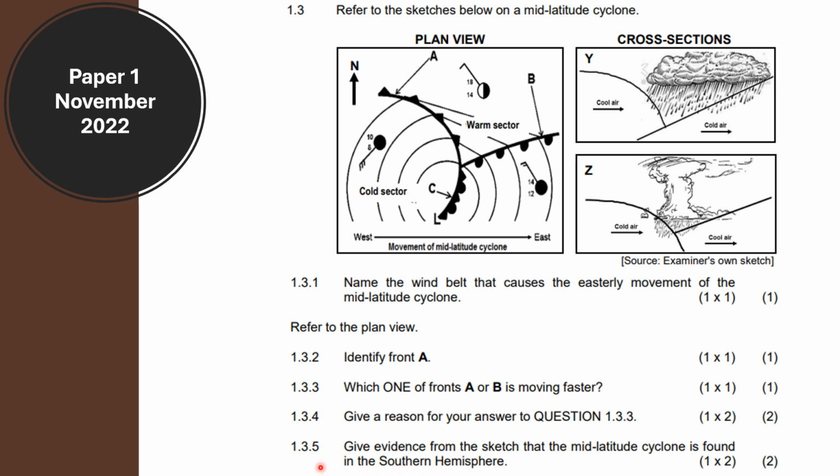1.3.5 says give evidence from the sketch that the mid-latitude cyclone is found in the southern hemisphere. You're going to find that the warm sector is to the north of the weather system. In other words, this warm sector comes from the warm air that came from 30 degrees south. So when the warm sector is to the north, the system is in the southern hemisphere, and the cold sector is to the south, where the cold air comes from the south pole. This then means that the system is in the southern hemisphere.